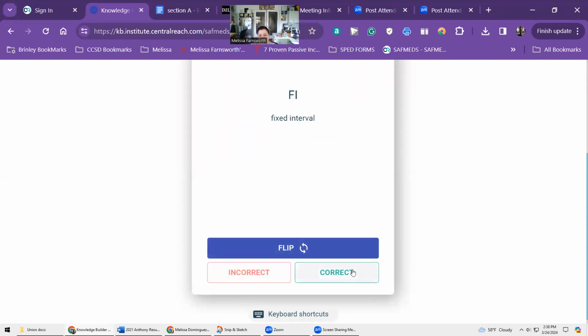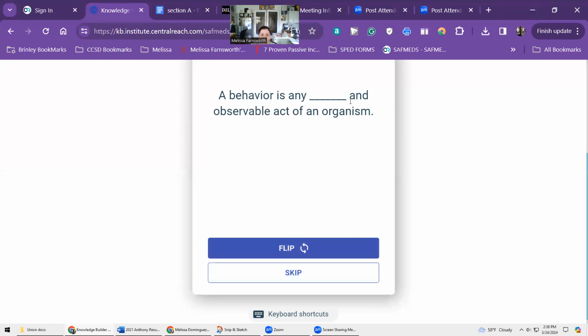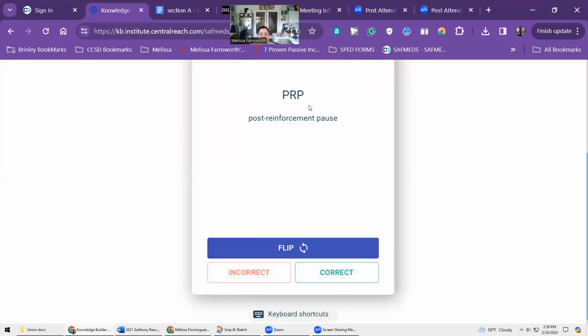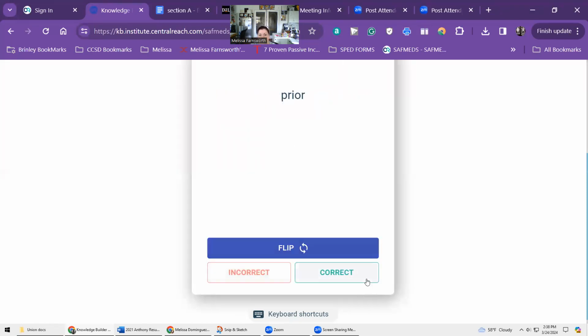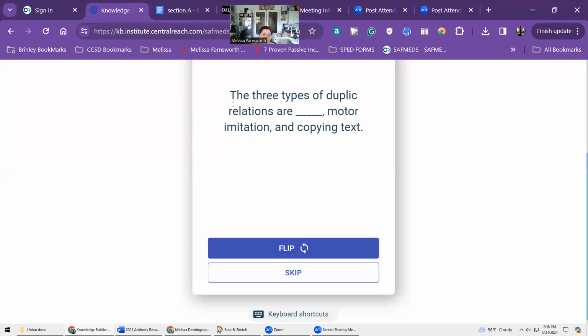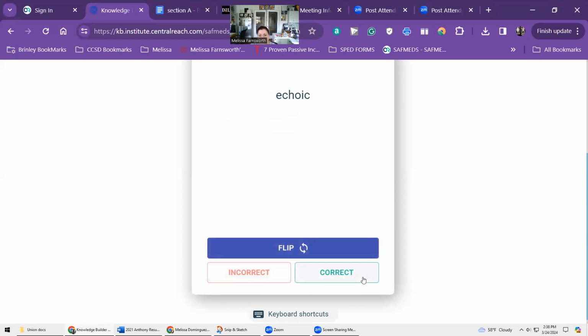FI, fixed interval. A behavior is any blank, an observable act of an organism. Measurable. With a fixed ratio schedule, a blank blank follows reinforcement. PRP, post-reinforcement pause. Automatic reinforcement is usually produced automatically by the blank. Response. An antecedent occurs blank to the behavior of interest. Prior. The 3 types of duplic relations are blank, motor imitation, and copying text. Echoic.